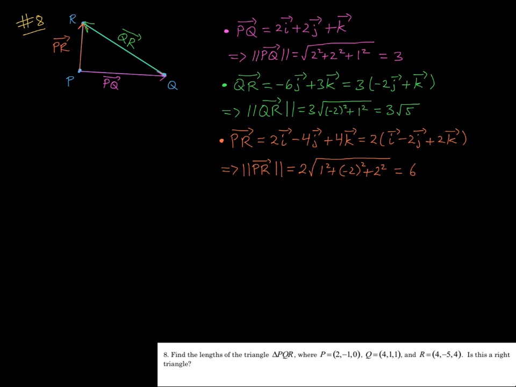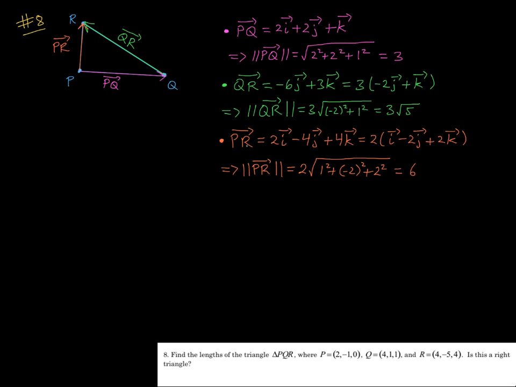So the distance from the point P to the point Q is equal to 3. Likewise QR is the vector negative 6j plus 3k, and here I can factor out a 3. So the magnitude of the vector QR is 3 times the magnitude of the vector negative 2j plus k. That's the root of negative 2 squared plus 1 squared, so that all comes out to be 3 root 5. So the distance from the point Q to the point R is 3 root 5.